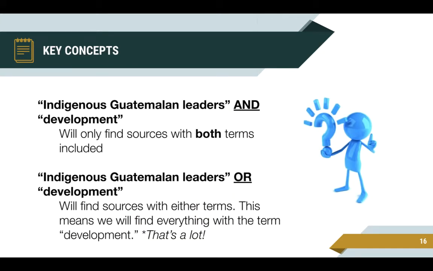So seeing this in action, with AND, if we're looking for indigenous Guatemalan leaders and development, we'll find sources with both terms included. If we're looking for indigenous Guatemalan leaders or development, we'll find sources with either of the terms. This means that we'll find everything with the term development, and that's probably going to be a lot and maybe not necessarily relevant to your research.